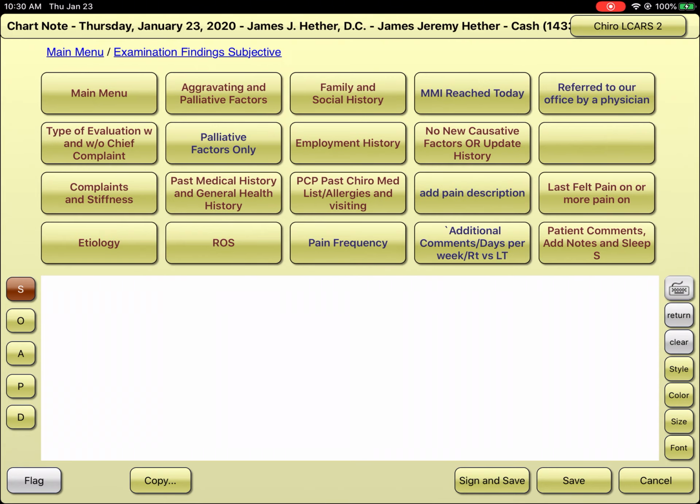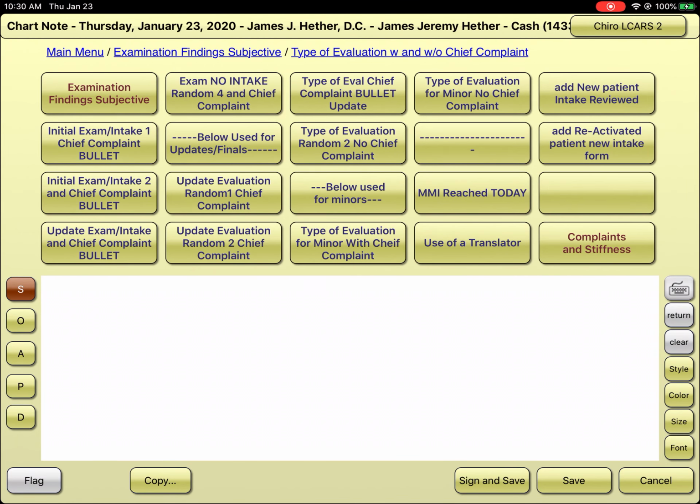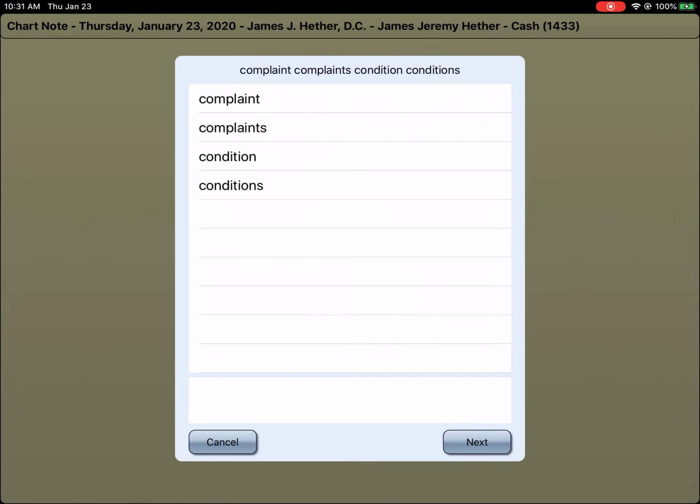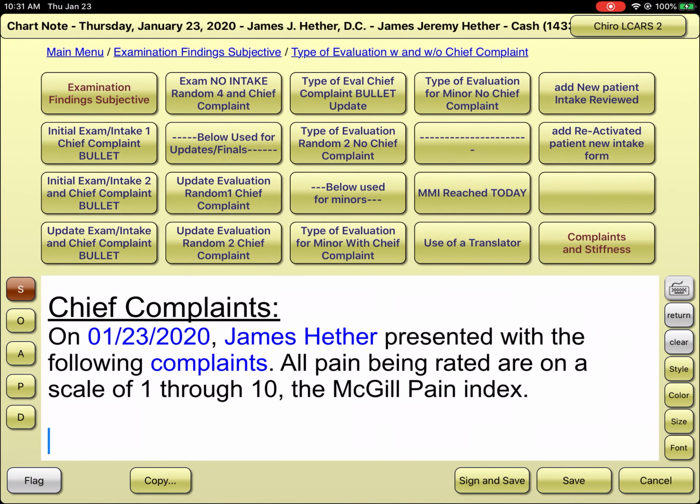If I hit that button there, I can tell it what type of exam, and the first two on the right are default as initial exams with chief complaints. So I can hit one of those two buttons and it takes me to today's date, which is the 23rd. And let's say I have two complaints. So I hit the complaint button, and from now on, I can go to the far right.